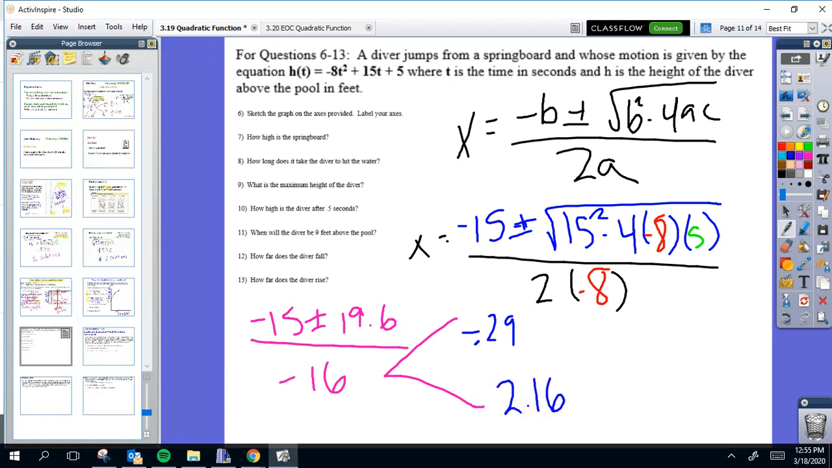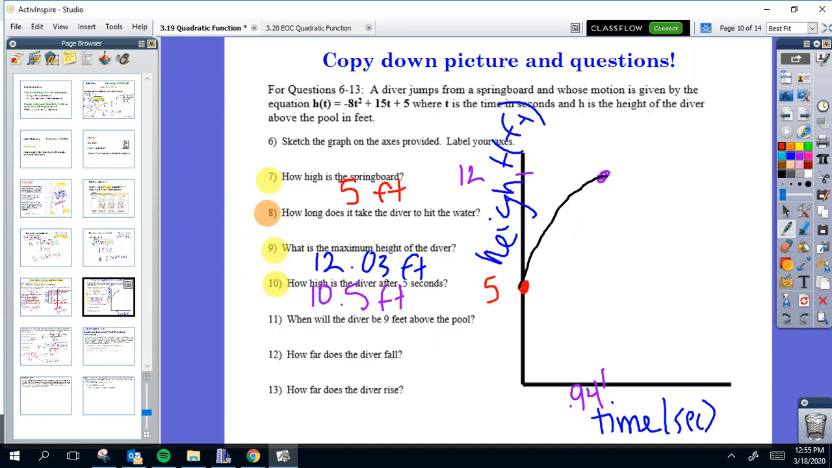All right, so when it's asking how long does it take the diver to hit the water? My options are negative 0.29 seconds or 2.16 seconds. If I take a look at my graph, it doesn't make any sense for the time value to be negative. So if I were to continue, this value would match the one that we solved in our quadratic equation, and it'd be x equals 2.16 seconds, which will be our answer for number 8.